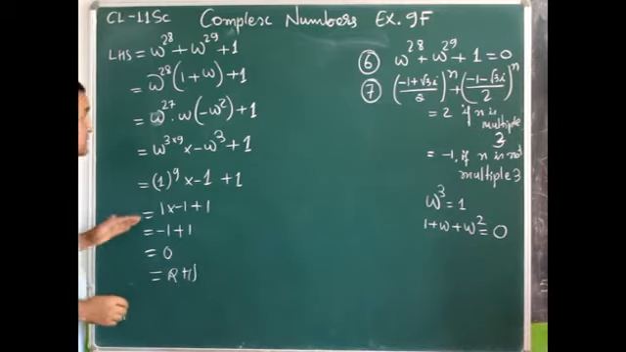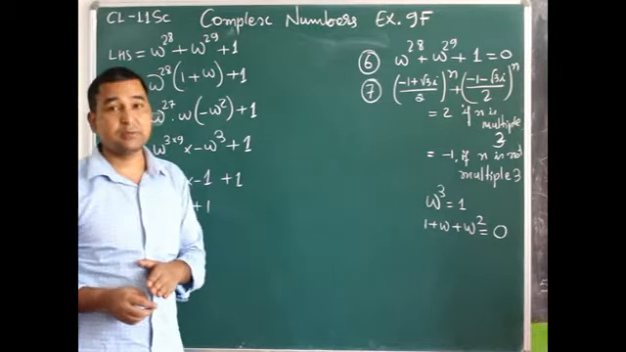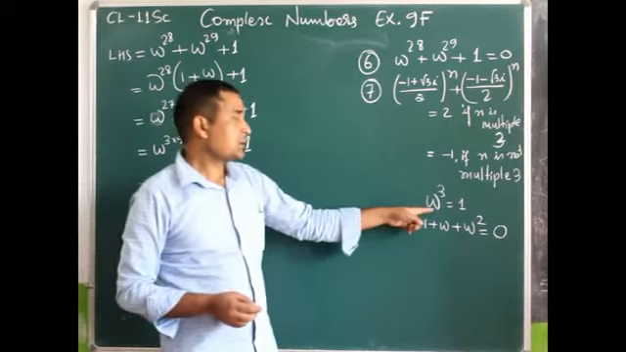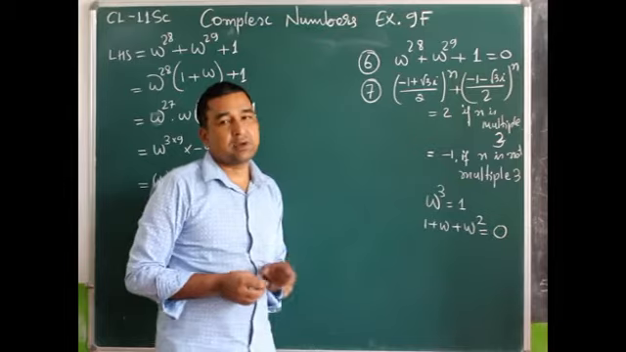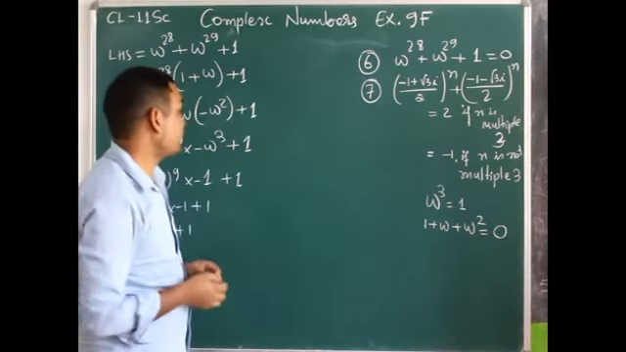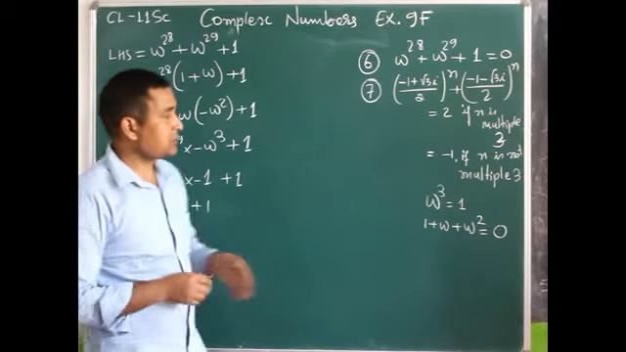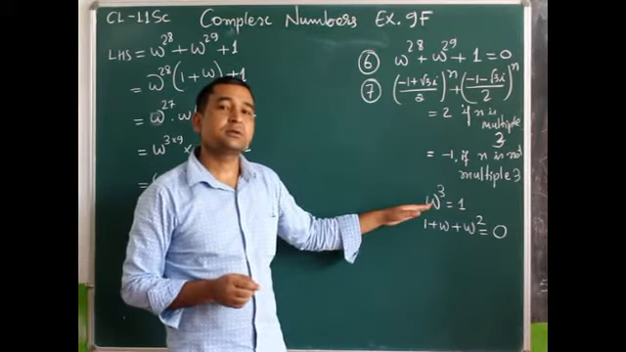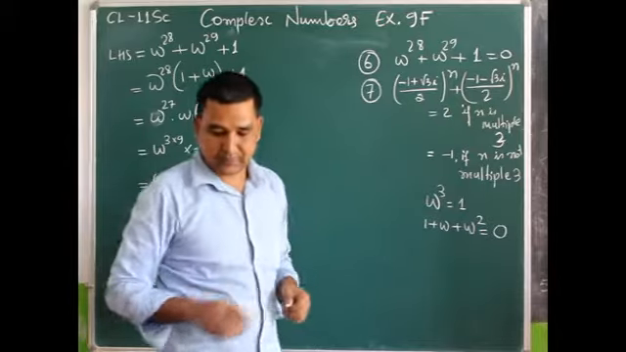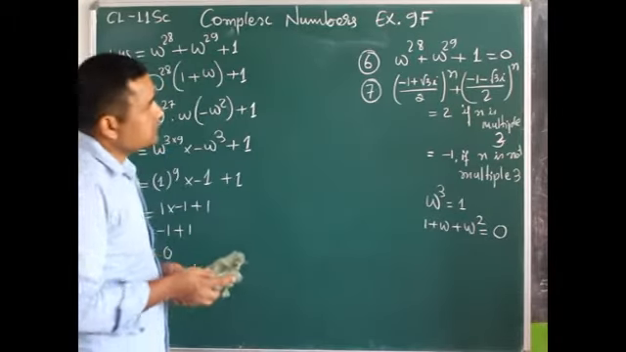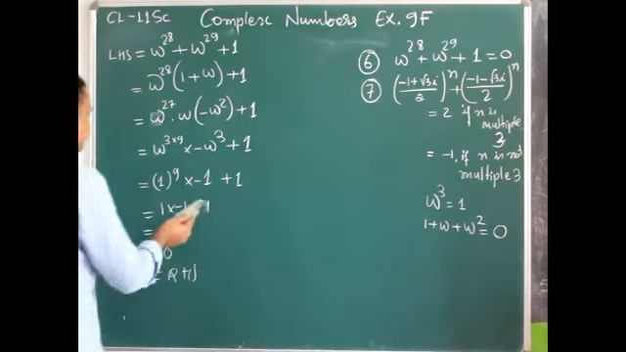These are very easy. Always try to make a multiple of 3, because omega cube equals 1, and you can replace omega cube by 1 after making the multiple of 3. These are very easy after knowing these two properties of cube root of unity. Now, the last question for today's session is question number 7.